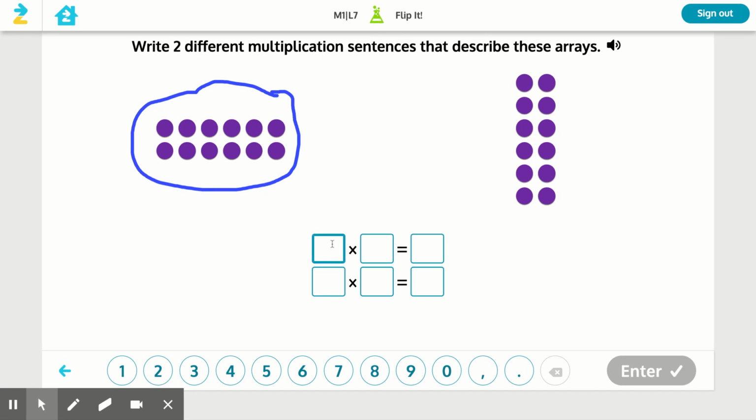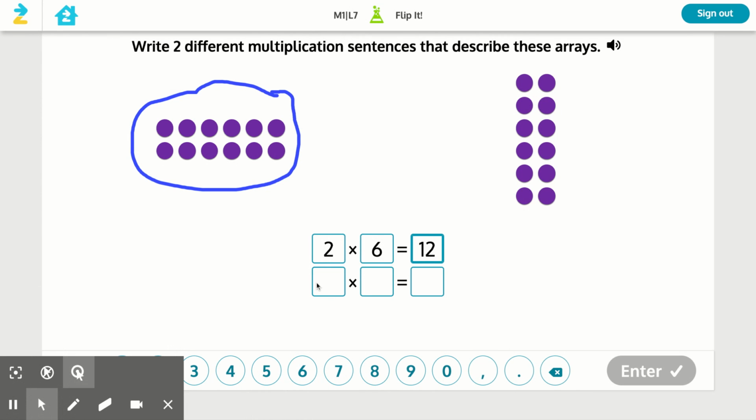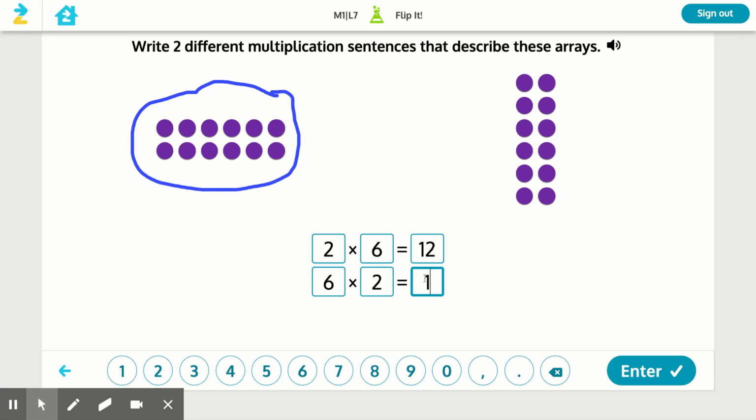Did you say that this array has 2 rows and 6 columns? So our multiplication equation is 2 times 6 equals 12 because that is our total. All right, everyone, let's move on to this other array. Write the multiplication sentence to describe this array in your Nearpod at this time. Did you say that the multiplication sentence to describe this array is 6 times 2 equals 12? Great job, guys.